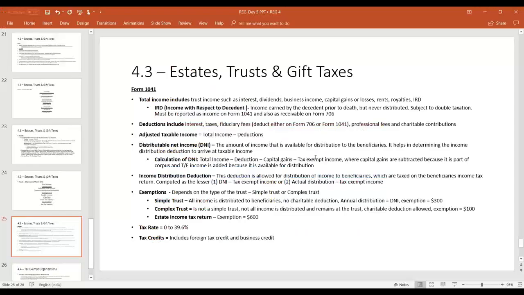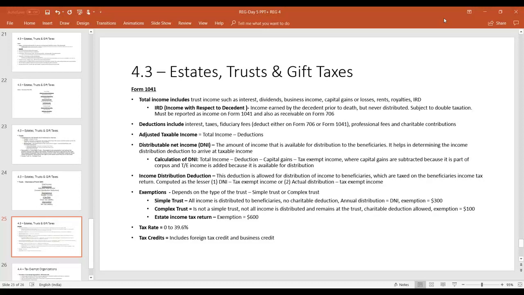So these are all your deductions. You'll have to be careful in terms of what the question is saying, especially where there is a possibility of dual deductions, such as professional fees, administrative fees or medical expenses. And of course, IRD must go in both places. What is your adjusted taxable income? It is your total income less your deductions.